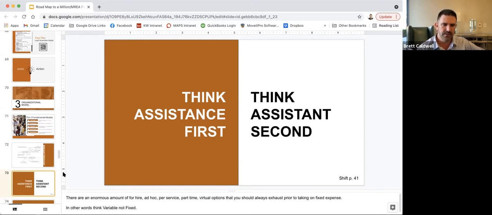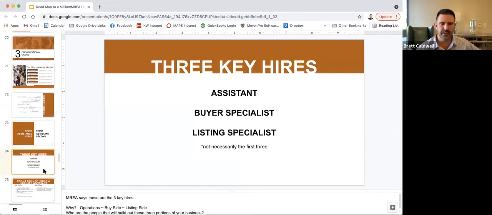All right, so let's move on down. The Millionaire Real Estate Agent book, talking about the organizational model, really talks about these three key hires: the assistant first, a buyer specialist, and a listing specialist. I guess the question is, why are these the three key hires? Because it's not necessarily the first three people you get into business with, but it's the three people that take your business wherever you want it to go.